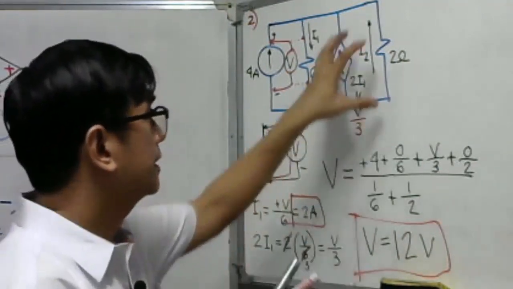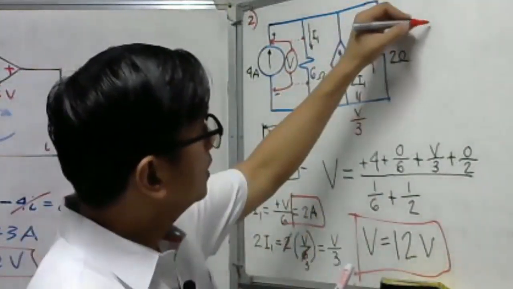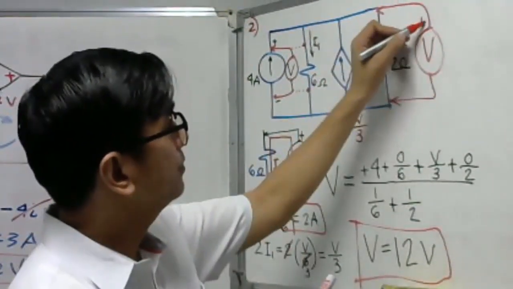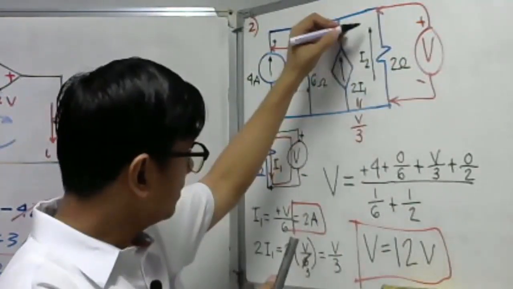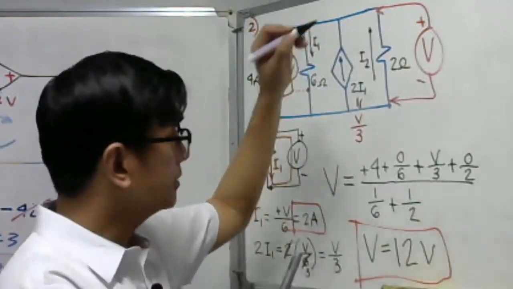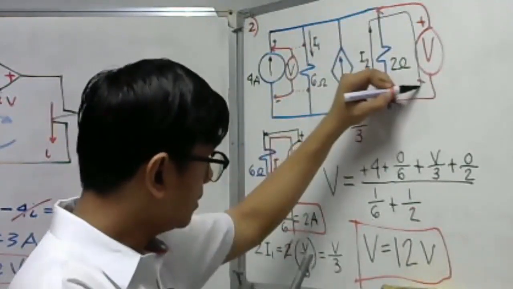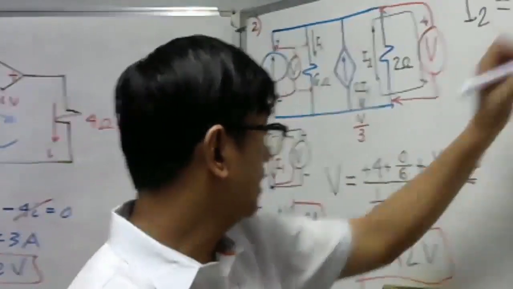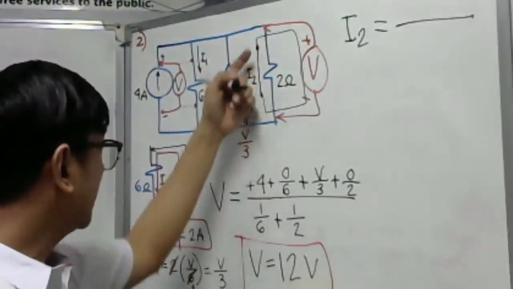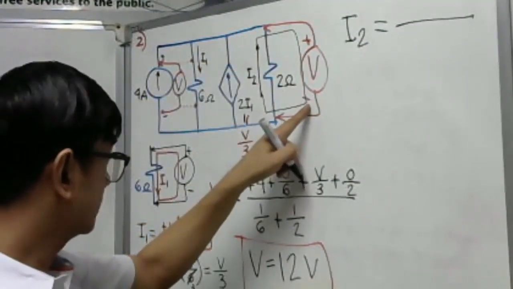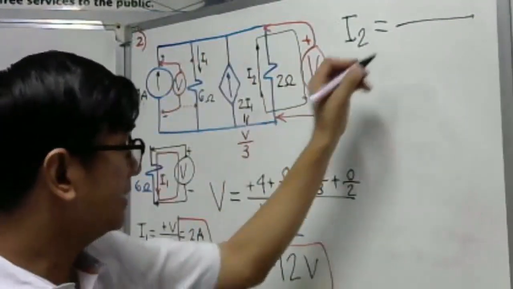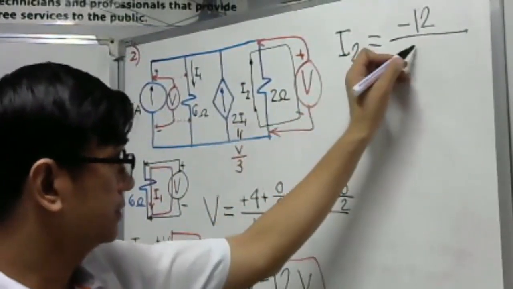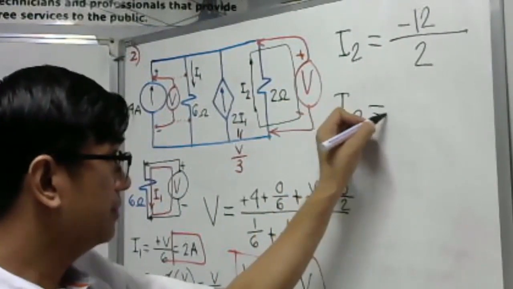What about for I sub 2 here, guys? Take a look here. I will put here our voltmeter. Remember, our voltmeter reads 12 volts. So this is the positive, this is negative. By the let it flow method here, remember the assumed direction here is going upward. There you are. We are to solve our I sub 2. That will be equal to, by the way, the terminal of the voltmeter is negative V, or negative 12. Then the resistance is 2, so I sub 2 will be equal to negative 6.